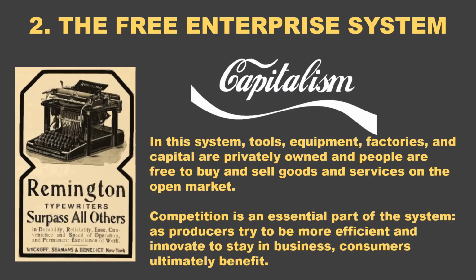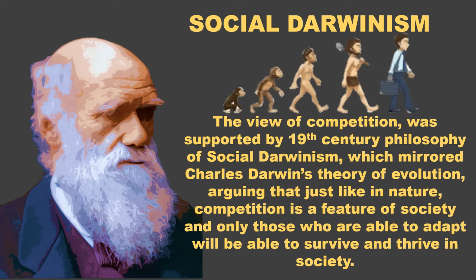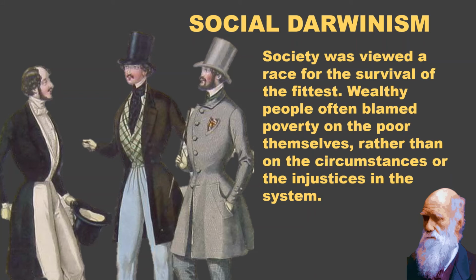The view of competition was supported by the 19th century philosophy of social Darwinism, which mirrored Charles Darwin's theory of evolution, arguing that just like in nature, competition is a feature of society, and only those who are able to adapt will be able to survive and thrive in society. Society was viewed as a race for the survival of the fittest. Wealthy people often blamed poverty on the poor themselves, rather than on the circumstances or the injustices in the system.